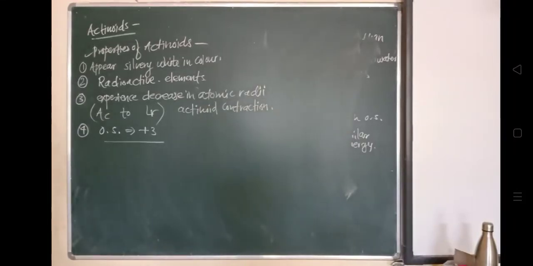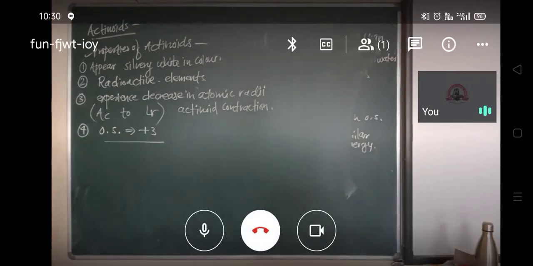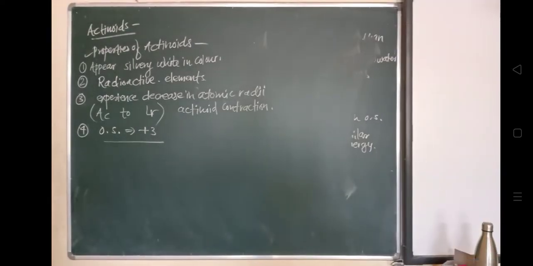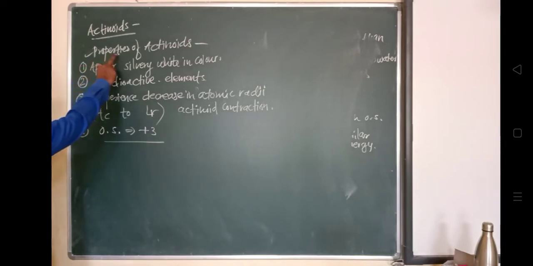So yesterday we had started with these actinoids, the elements which are present at the lowermost part of the periodic table. Periodic table में सबसे नीचे आप ये देख सकते हैं इनको. We have seen the basic properties: it starts from thorium and ends at lawrencium. All these elements are radioactive. We have also seen the properties of these actinoids.